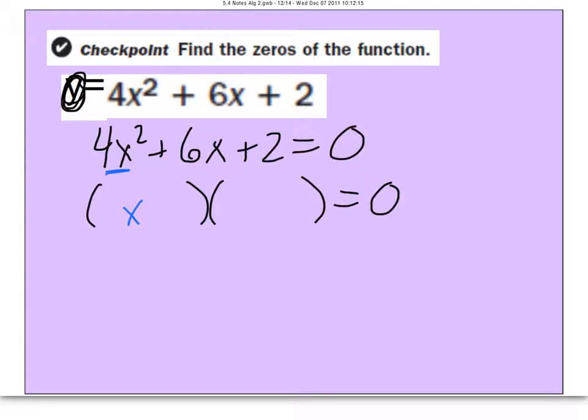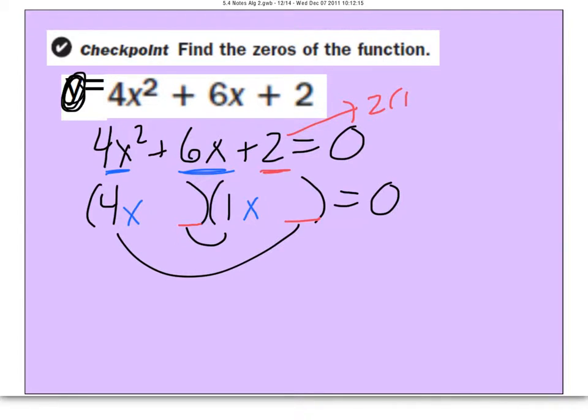4x squared, so x and x. I don't know if this is a 4 and a 1 or a 2 and a 2. I'm not sure if it matters. Both of them might work. I'm going to go 4, 1. I want factors of 2 that go here and here. So this guy comes back to what, 6x it looks like. So factors of 2 would be 2 and 1. So here we go. Plus 2, plus 1. Check it out. 2x and 4x is 6x. Looks good. Take each factor, set it equal to 0, and solve.